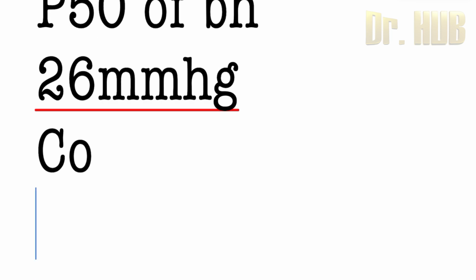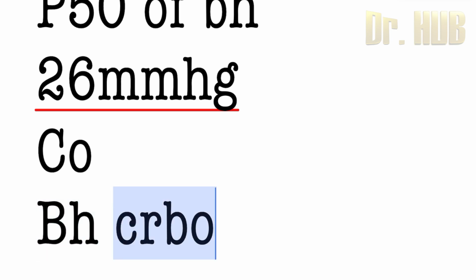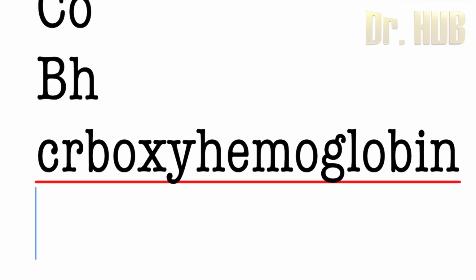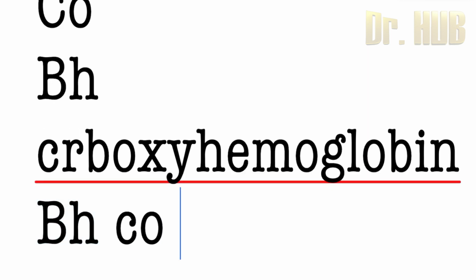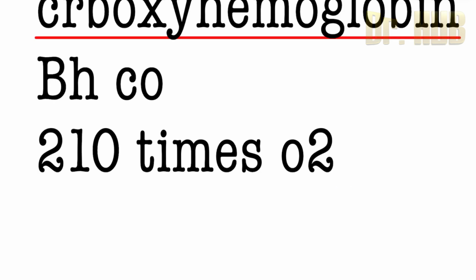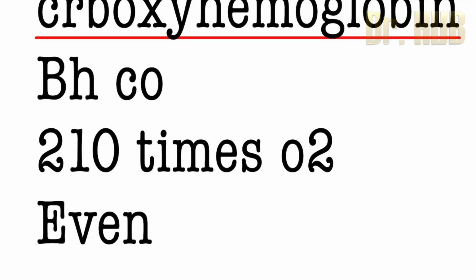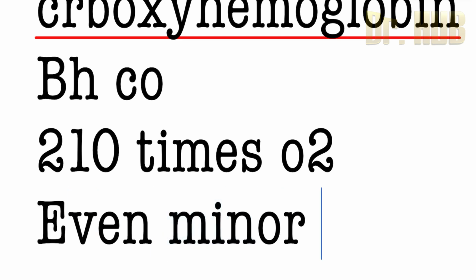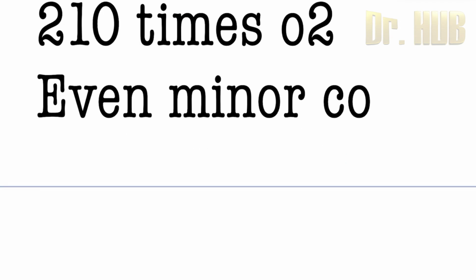Next, moving on to carbon monoxide, also known as CO. It binds to hemoglobin to form carboxyhemoglobin. The affinity of hemoglobin for carbon monoxide is about 210 times greater than for oxygen. So even minor amounts of CO greatly reduce the capacity of hemoglobin to bind oxygen.